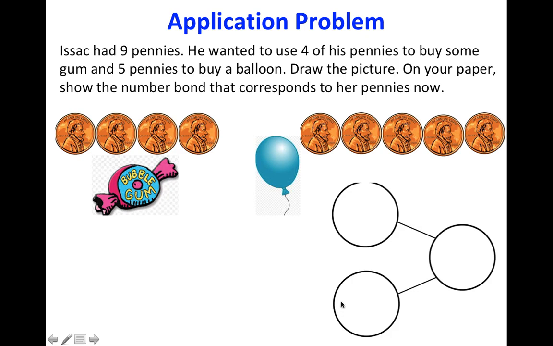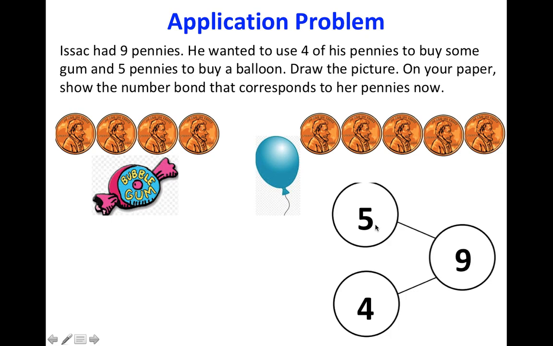We have the 2 parts next to each other and then the whole. The story said he had 9 pennies, so I'm going to put 9 as the whole, and then I'm going to use my picture and make that into numbers on my number bond chart. I know he uses 4 pennies to buy a bubble gum, so I'm going to put 4 to match the 4 pennies for the bubble gum.